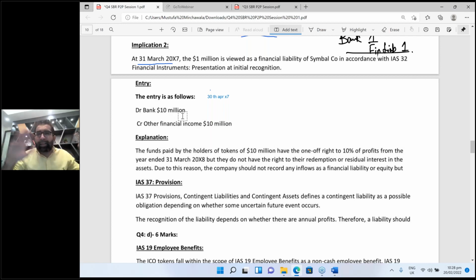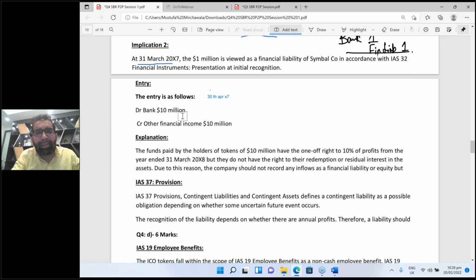These tokens are not redeemable, and you are not giving any ownership rights to the token holders. You are not giving any rights in the assets to token holders after deducting all your liabilities. So there is no equity, there is no loan. So finally the default is income, P&L.